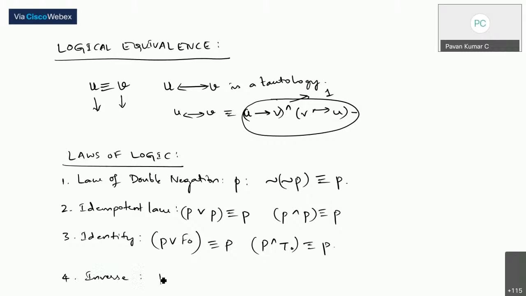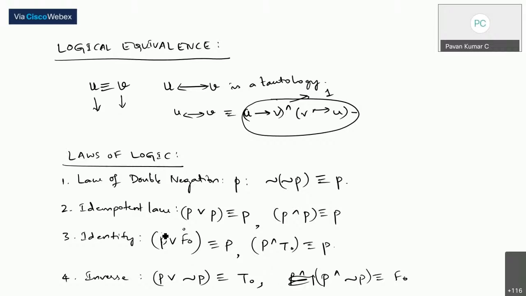Then comes the inverse law. The inverse law says that P or negation P is logically equivalent to truth, and P and negation P is logically equivalent to false. You can analyze each of them. I won't go into the detail, but just understand that if you have P or not P, the proposition will take some value, and then it is ORed with its negation.